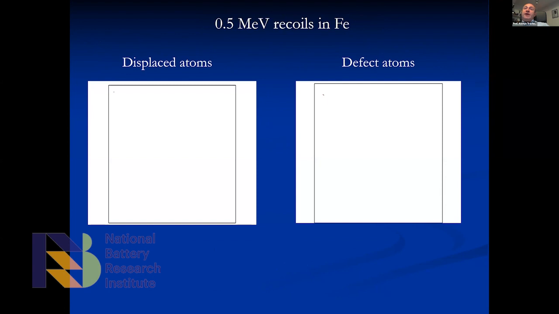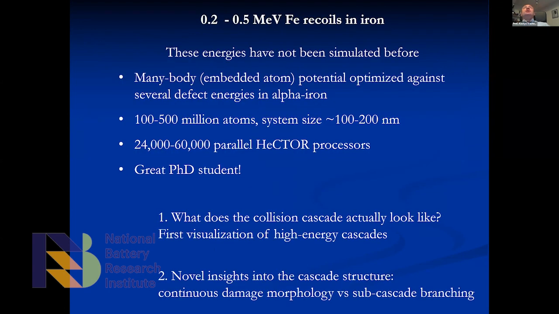Okay, so in the fusion reactors, we need to simulate very high energy, right? So this is now 14 MeV neutron, and what happens is that 14 MeV neutron eventually gets scattered and transfers energy to an iron atom, and those iron atoms have roughly 1 MeV energy. For that, we had to simulate very large systems, right? So this was done by my PhD student about 9 years ago, and she broke the world record of MD simulations. And I think that record still stands unbeaten.